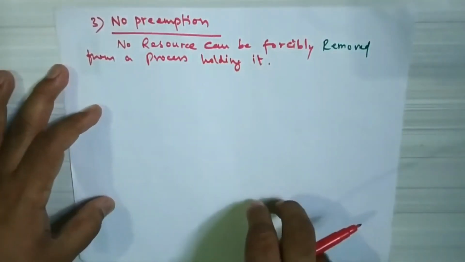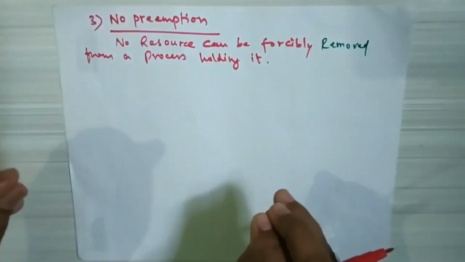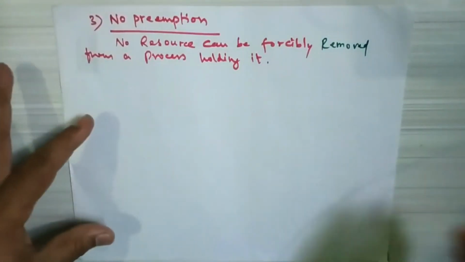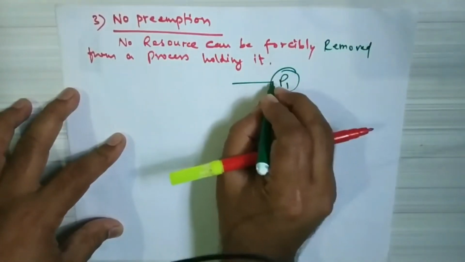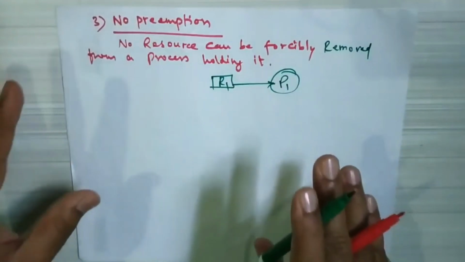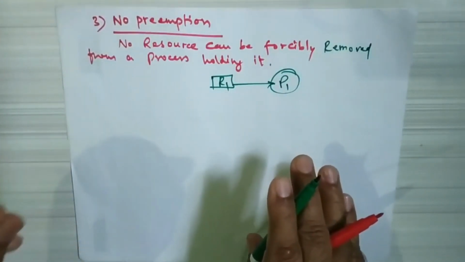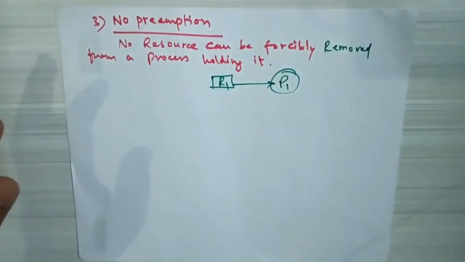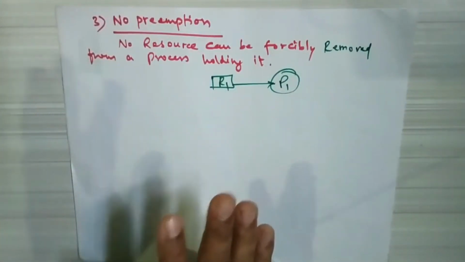No preemption means no removal. We cannot remove any resource from any process. For example, if a process P1 is holding a resource R1, we cannot forcibly remove that particular resource from P1. If this condition holds, then deadlock can occur.